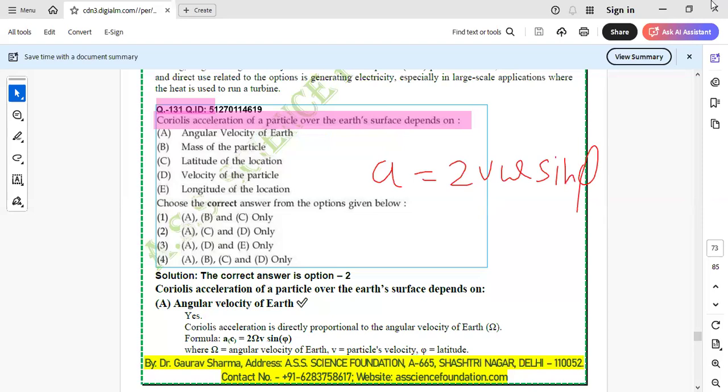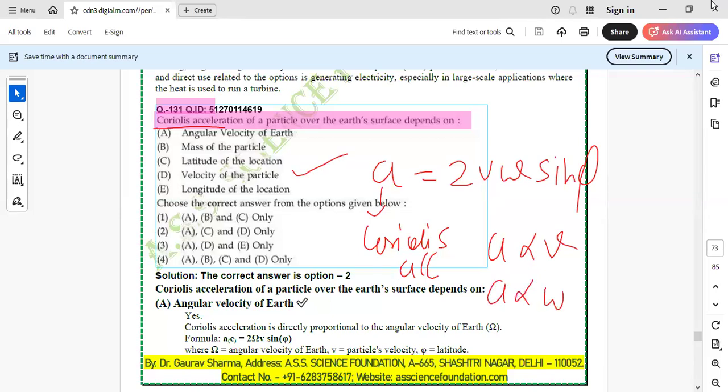So it is clearly evident that Coriolis acceleration A is dependent on v, the velocity of the particle. It is dependent on omega, the angular velocity of rotation of the Earth. It is also dependent on sine phi, where phi is the latitude. So A, C, and D are the only correct options. Mass of the particle is not in the picture, and longitude is not in the picture. Only one option gives A, C, D, and that is the second.